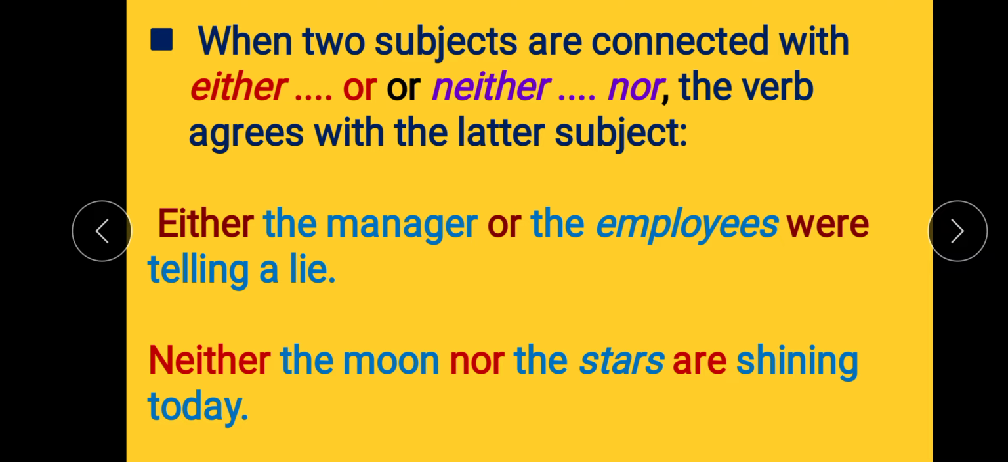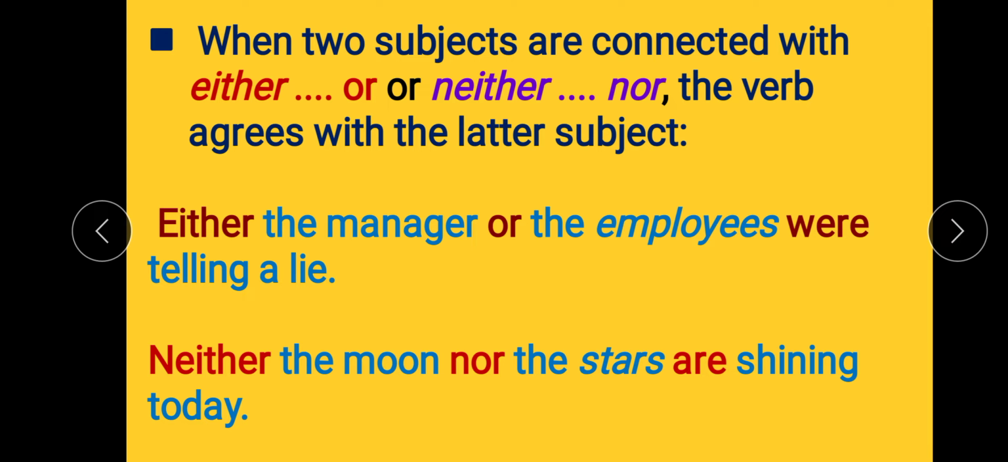Now our next rule is: when two subjects are connected with either or, neither nor, the verb agrees with the latter subject. Okay, we all know that we join two nouns or two subjects with the help of either or, neither nor, and to use the proper verb, we have to see the latter subject. If it is singular, the verb will be singular. If it is plural, the verb will be plural.